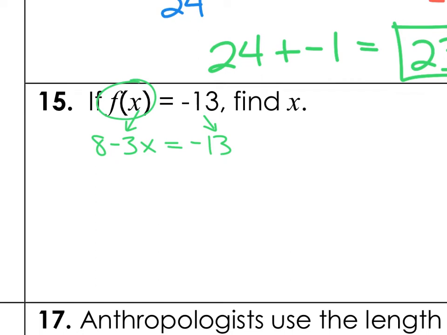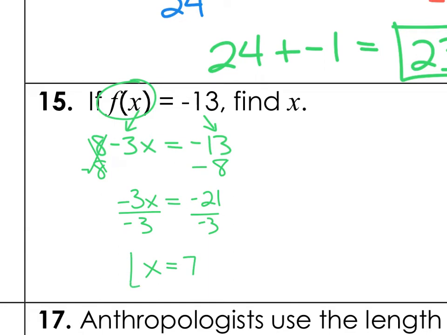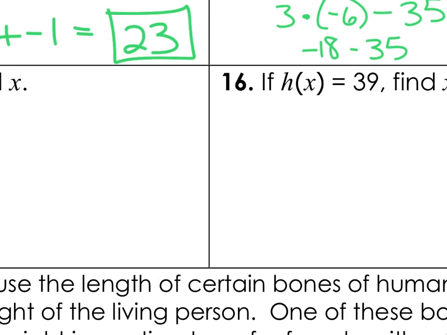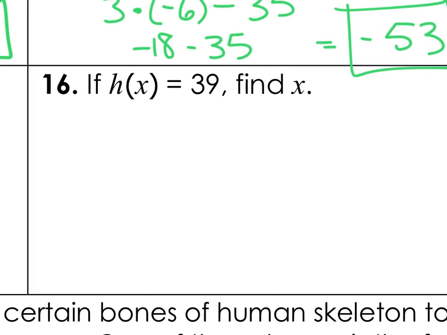Now it's a regular old problem, so I'm going to subtract 8 from both sides, okay, and then you get negative 3x. Negative 13 minus 8 is a negative 21, and then if you divide both sides by a negative 3, you get x is equal to 7. So when you're finding out what x is, the input, you're setting that negative 13 equal to the function itself, and you're solving, okay? I think these are a little bit easier than questions like number 13 and 14. You're just setting the whole entire thing equal to it.